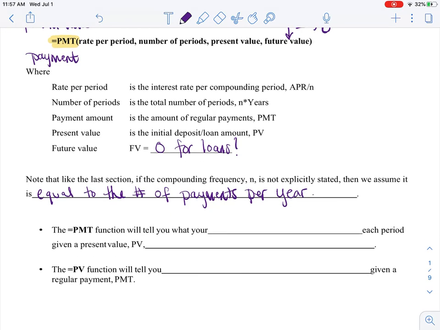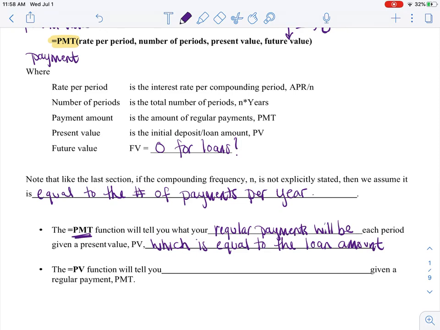Okay, so to break these two functions down, payment will tell you what your regular payments will be each period, given a present value, which is equal to your loan amount. The key thing is you use this payment function when you are being asked to find what your payment will be each month.